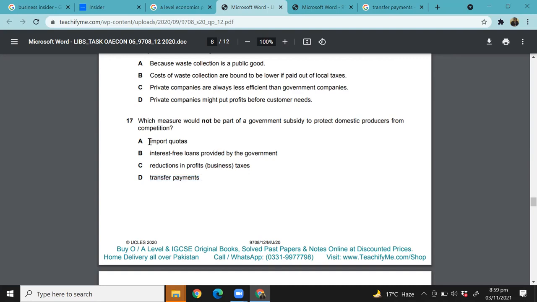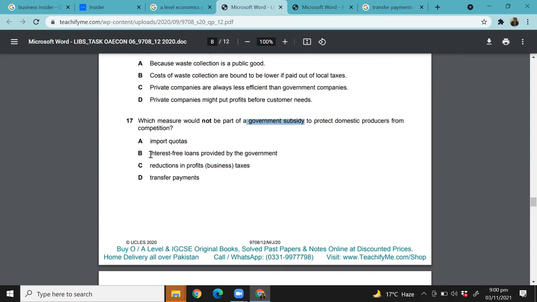So the reason is, think about this. Import quota is also stopping competition, but that's not a form of subsidy, right? A subsidy is a recurring financial payment that governments provide to businesses. Do you understand recurring? It happens over time, periodically, right? An import quota is just one thing that is stopping imported goods. That is also stopping competition, but it is not a subsidy. It is not a financial payment to the local firms. That's what the question said, right?